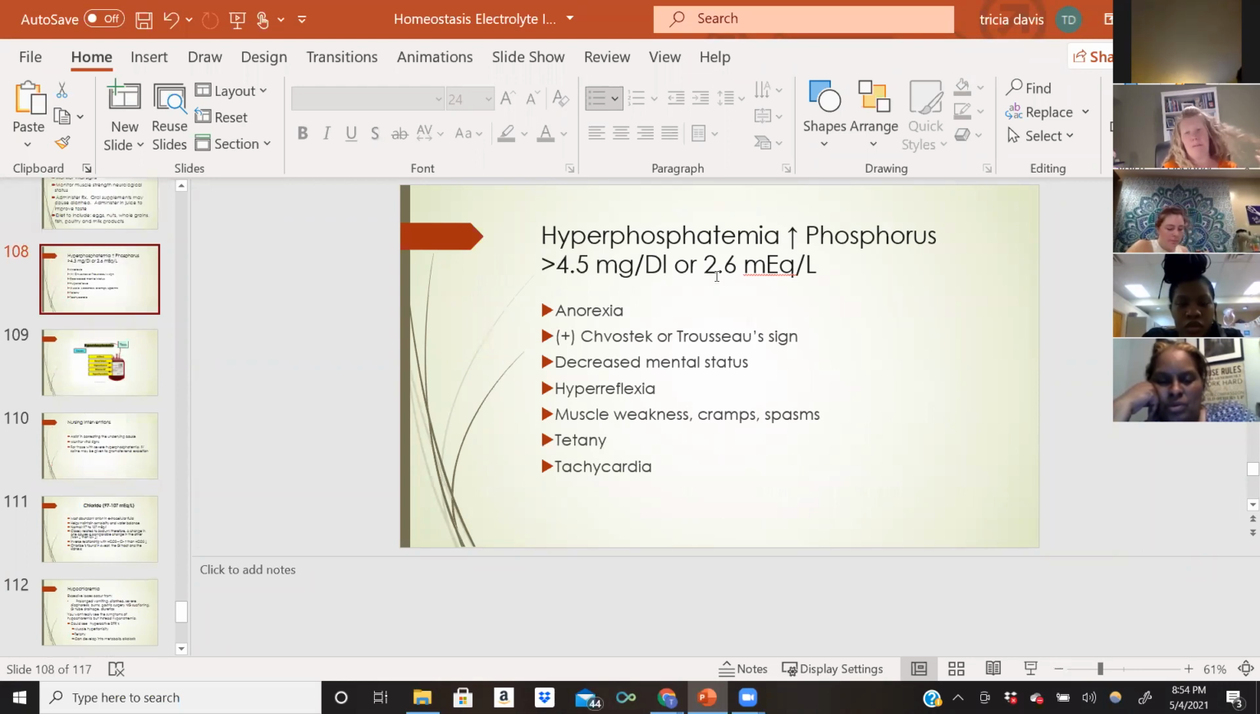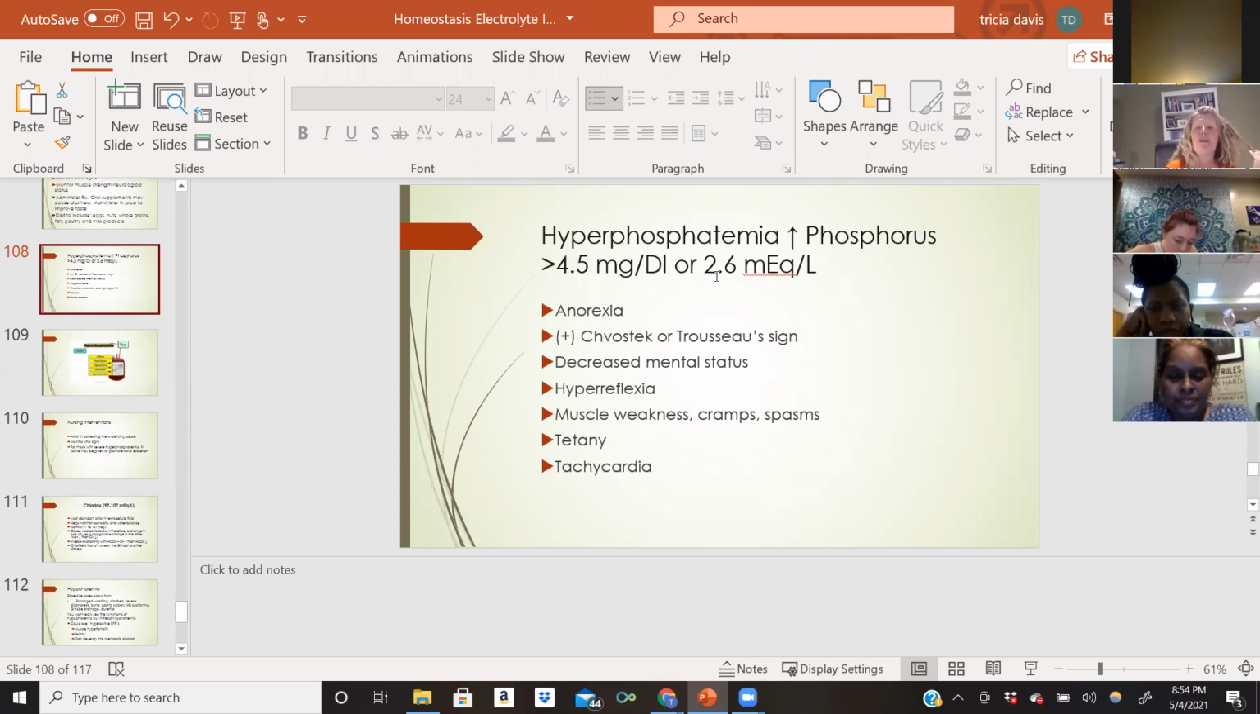So now we have hyperphosphatemia. So this is an increase in phosphorus levels greater than 4.5 milligrams or 2.6 milliequivalents. So we will see these patients will have anorexia. They're not going to be hungry, no appetite. They are also going to have that positive Chvostek or Trousseau sign. They're going to have a decreased mental status. So they might not be alert and oriented ×4. They might need reorienting to their environment, date, time, situation.